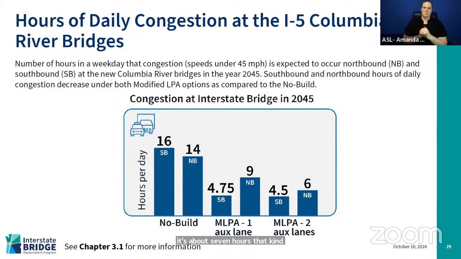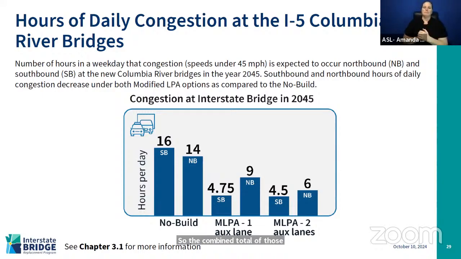So this graphic here is showing the future 2045 condition. For the no build, southbound congestion is predicted to be 16 hours, starting at 5 a.m. and going all the way till 9 p.m. And then the northbound congestion is forecast to last 14 hours, starting at 7 a.m. and going all the way till 9 p.m. So the combined total of those is 30 hours for the no build condition. We'll have congestion at the bridge.